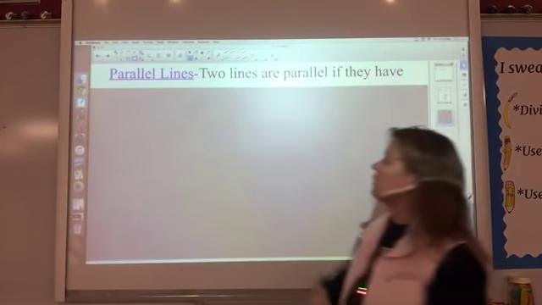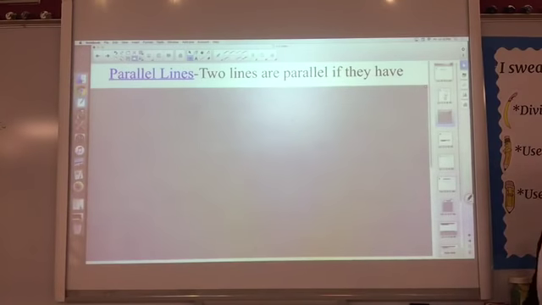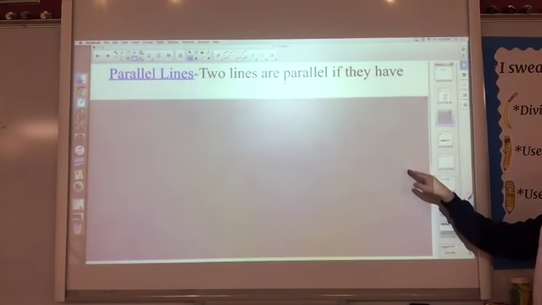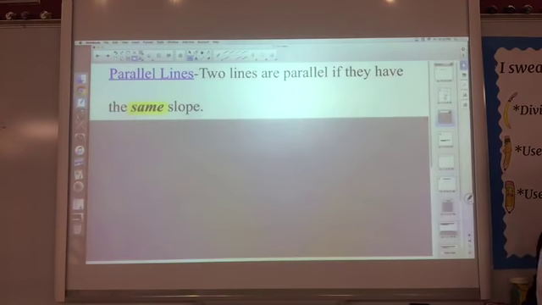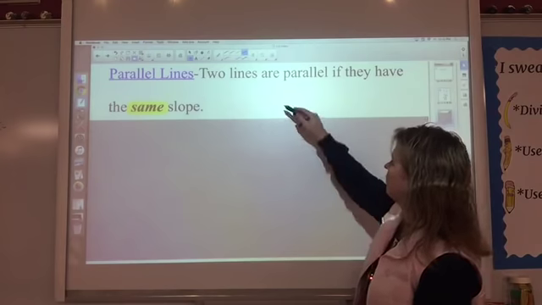Section 4.5, we're talking about parallel lines. Two lines are parallel if they have the same slope. Exactly the same slope. Write that down. All right, if you're back from writing that down, same slope.